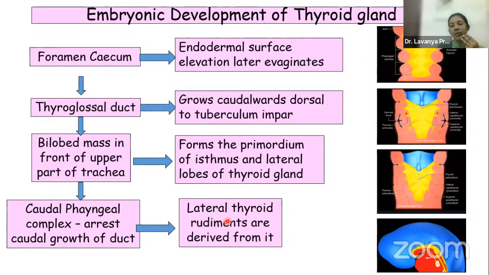The lateral thyroid ruminant it is. So this caudal pharyngeal complex prevents the further descending of this thyroglossal duct, and it limits at the level of the upper part of the trachea by dividing into the bilobed mass structure. Still, the contribution of the caudal pharyngeal complex is under experiment only.